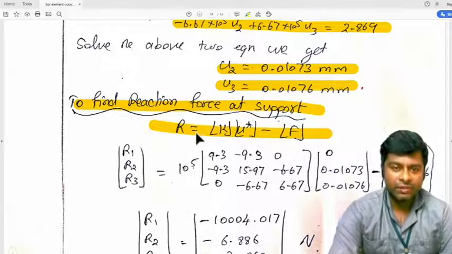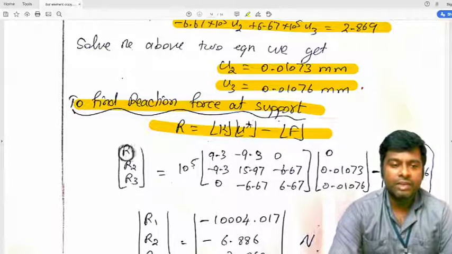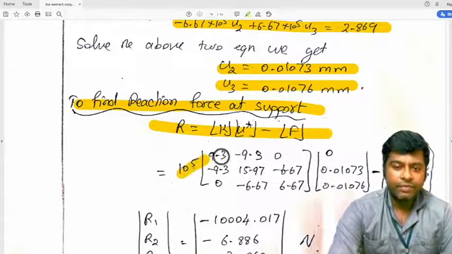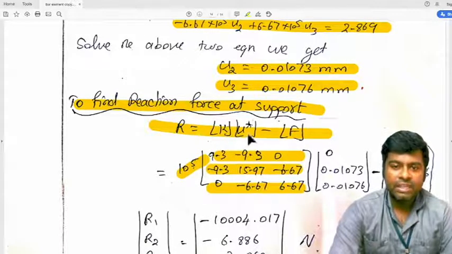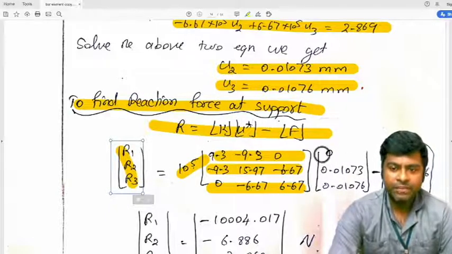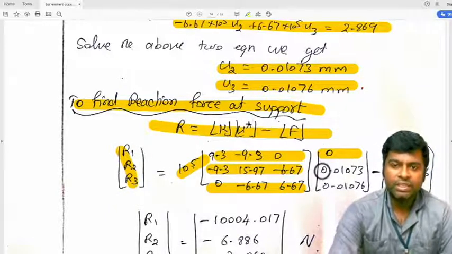Next, to find the reaction force at the support, the formula is R equal to KU minus F. Therefore, for the reaction force at the support, there are 3 nodes. R1, R2, R3 equal to 10 raised to 5 times the global stiffness matrix, times U star, that is the new displacement values, where U1 equal to 0 because node 1 is fixed.